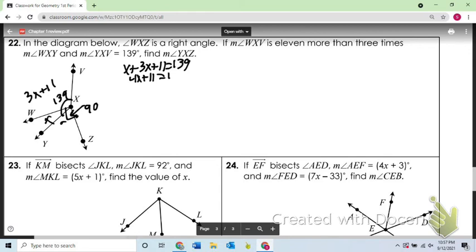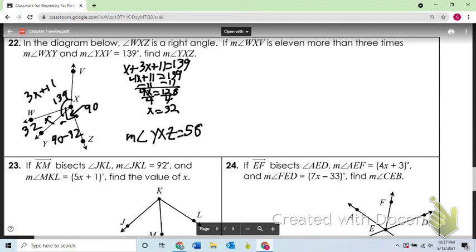So 4X plus 11 equals 139. Subtract 11 from both sides, we have 4X equals 128. Divide both sides by 4. You get X equals 32. So that's 32 degrees right there, which means what is left over is going to be 90 minus 32, or we get the measure of YXZ as 58 degrees. Boom. Moving on.